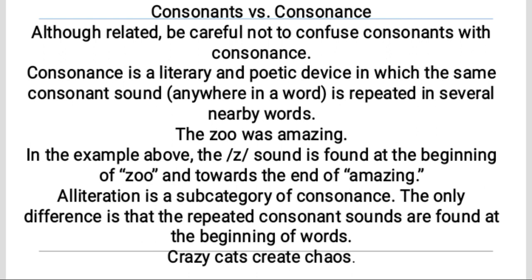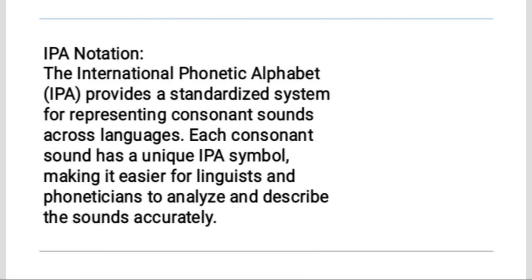Consonant versus consonance. Although related, be careful not to confuse consonants with consonance. Consonance is a literary and poetic device in which the same consonant sound anywhere in a word is repeated in several nearby words. For example, 'The zoo was amazing.' Here, Z is the consonant sound, found at the beginning of zoo and towards the end of amazing. So alliteration is a subcategory of consonance. This is basically the repetition of letters in any poetical work or any piece of literature in English. IPA notation.